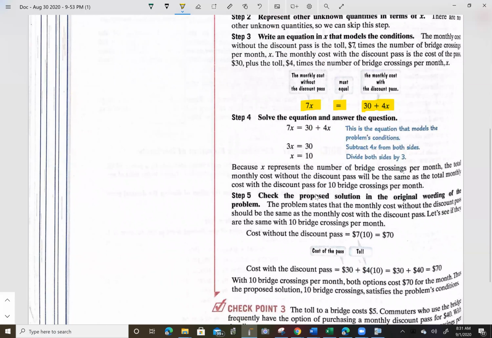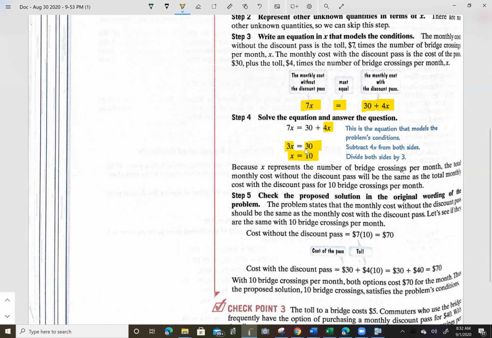So first they combined their like terms. So they subtracted 4x from both sides. They got 3x equals 30, divide both sides by 3, you get x equals 10, which means if you cross the bridge 10 times, it would be $70. You will pay $70 without the toll discount pass, crossing the bridge 10 times, and you will pay $70 even if you buy the toll discount pass if you cross the bridge 10 times, right? But if you cross the bridge 11 times, it's going to be cheaper with the $30 pass that you bought.